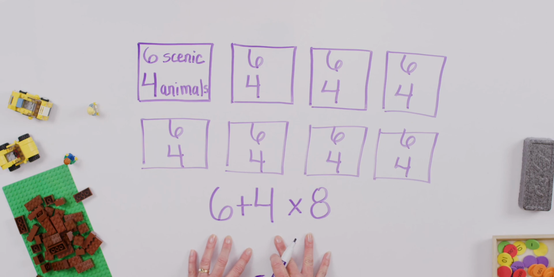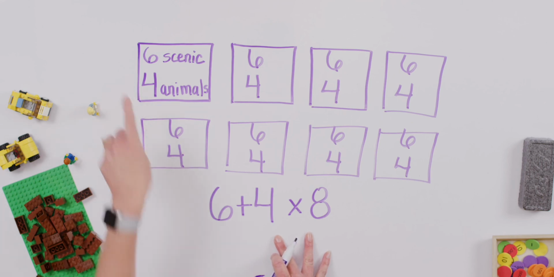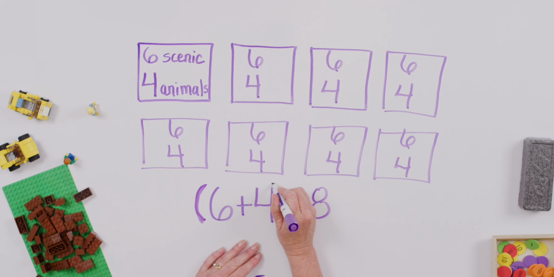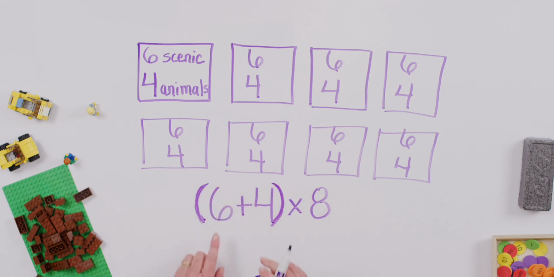Well, we shouldn't, because we know, according to our story, we need to be adding our 6 and 4 together first. And this is when our parentheses come in handy. So, by adding my parentheses around my 6 and my 4, that tells me that this is what I need to do first, before our multiplication. All right? So, 6 and 4 are 10. And then I'm going to multiply it by my 8.